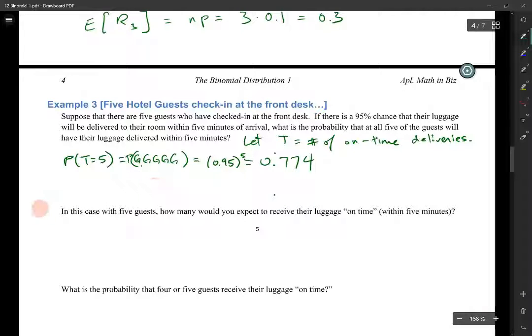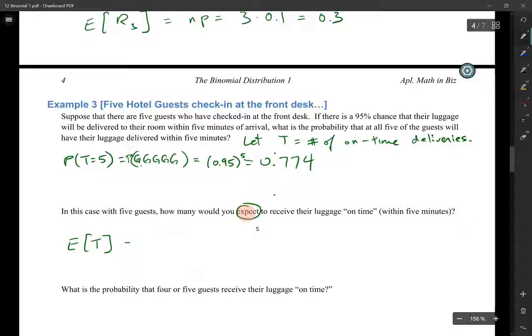So next, in this case with 5 guests, how many would you expect to have their luggage on time within 5 minutes? So now it's how many would you expect to have their luggage on time, right? And so this one is the expected value. How many would you expect to receive their luggage on time, given this process characteristics, parameters? So we're looking for the expected value of t.